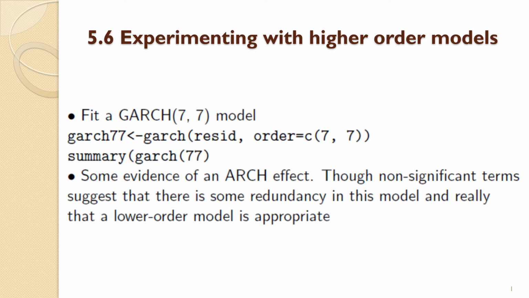which will give you the results. So what you have when you do this then is some evidence of an ARCH effect, though non-significant terms suggest there's some redundancy in the model, and really a lower order model is appropriate. So this should make some sense in terms of the financial backstory here. So it's obvious that the previous trading week has some impact upon the present day, although it's not necessarily all 7 days, all the 7 previous days that have.